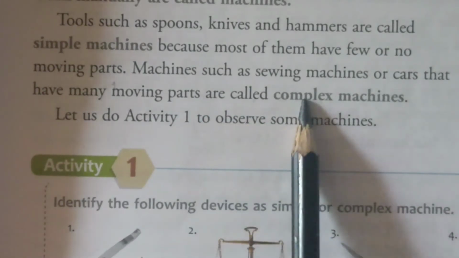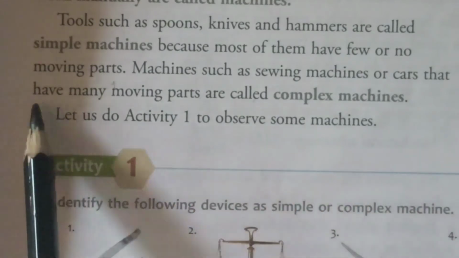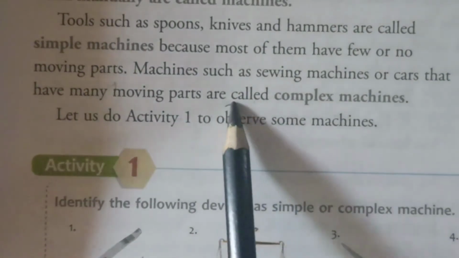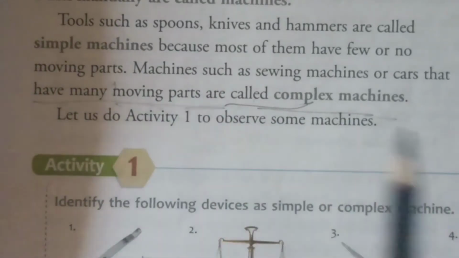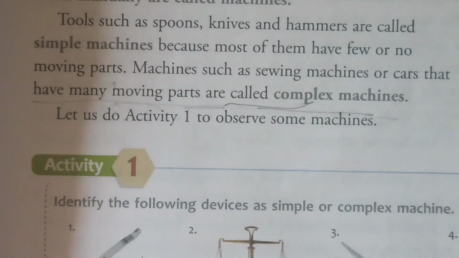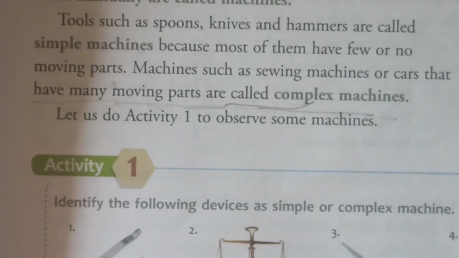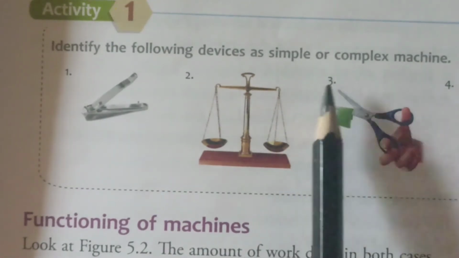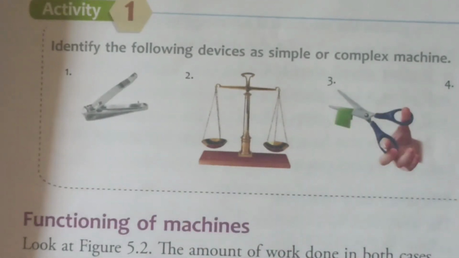Machines such as sewing machines or cars that have many moving parts are called complex machines. Means machines that have many moving parts. That type of machine is called a complex machine. Activity first, look here. Here you have to identify the following devices as a simple or complex machine.